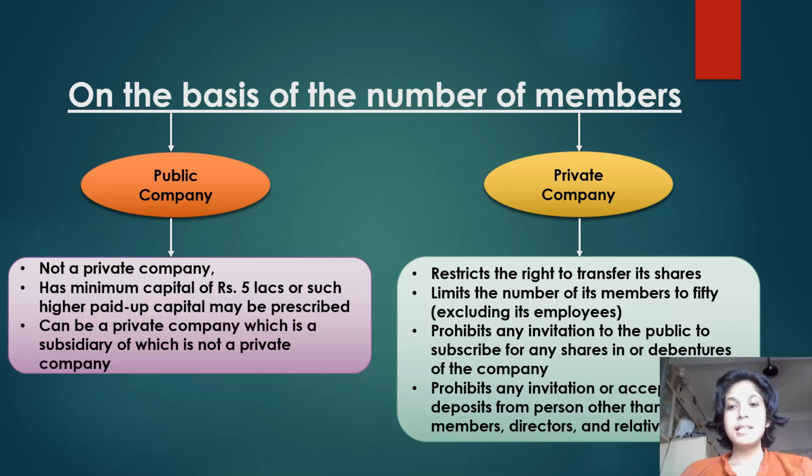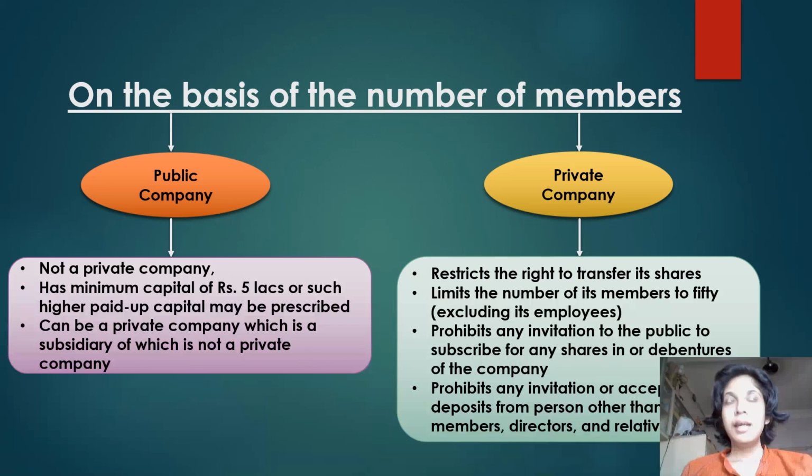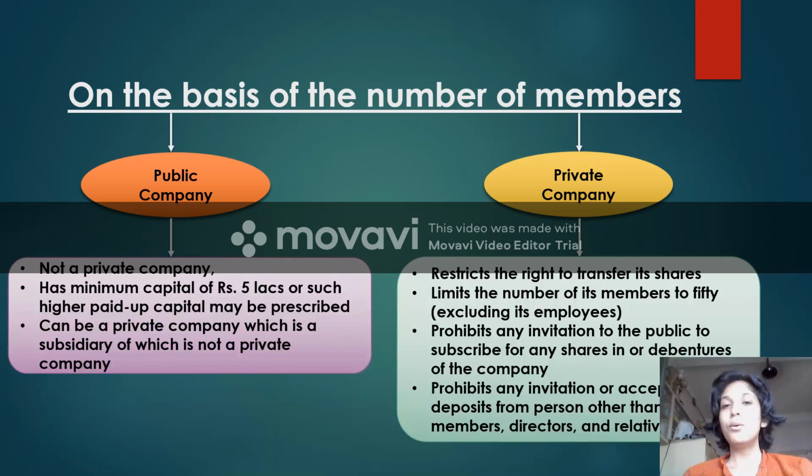Next one is that it prohibits any invitation or acceptance of deposits from any person other than its members, directors, relatives, etc. It also means that, as in the case of shares and debentures, which we have seen cannot be issued to anyone who is not known, in the same manner, it cannot accept deposits from any person who is not known. Who is not known means who is not a member, who is not a director, who is not any relative of any member or director.